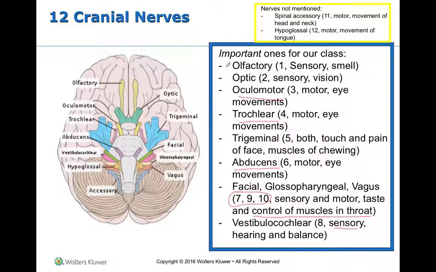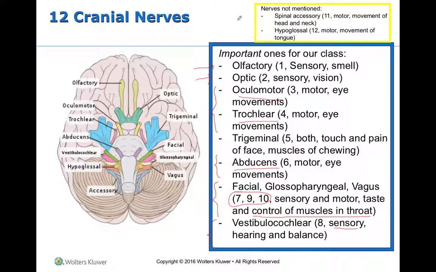So when we talk about vision, you should really be familiar with the optic nerve. When we start talking about olfaction, you should be really experts at the olfactory nerve. When we also talk about vision, we'll talk about the oculomotor, the trochlear, and the abducens. When we talk about gustation and taste, we'll talk about 7, 9, and 10. When we talk about hearing and vestibular systems, we'll talk about the vestibulocochlear nerve. So you won't necessarily need to memorize them all, but you will need to know how each individual one works in its given sensory system.